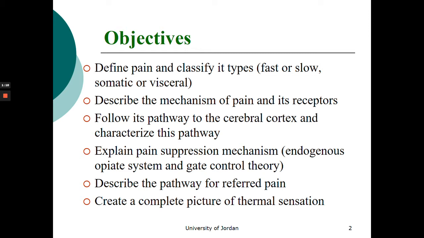Explain the pain suppression system. This is called the endogenous opiate and the gate control theory that acts to suppress the feeling of pain. Describe the pathway for referred pain, which is for visceral pain, and create a complete picture of the thermal sensation.